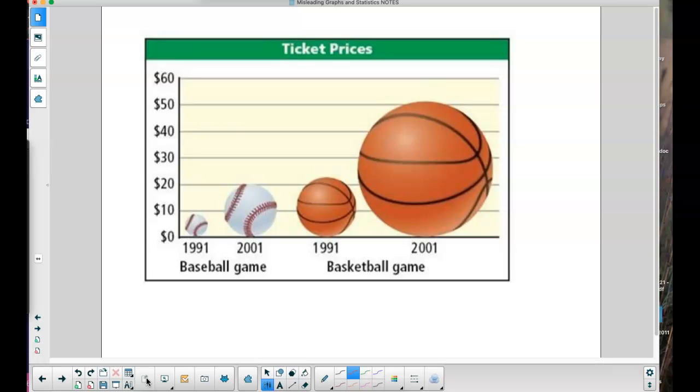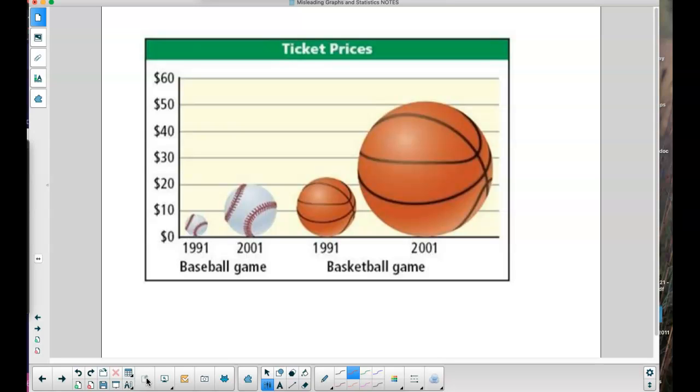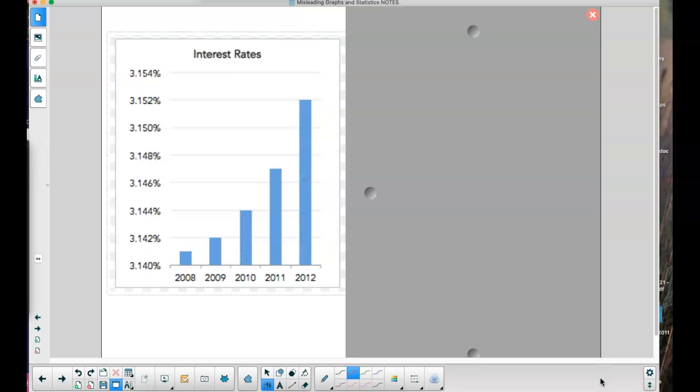Should it be a bar graph? No, again, it's the wrong kind of graph. This should be a line graph, right? It's over years. So they're picking a kind of graph that they're trying to show you. To me, this catches my eye and must be that basketball prices are ridiculous. I mean, they kind of are, but it makes it look like they're much bigger than what they actually are. Okay? All right. How about this one?